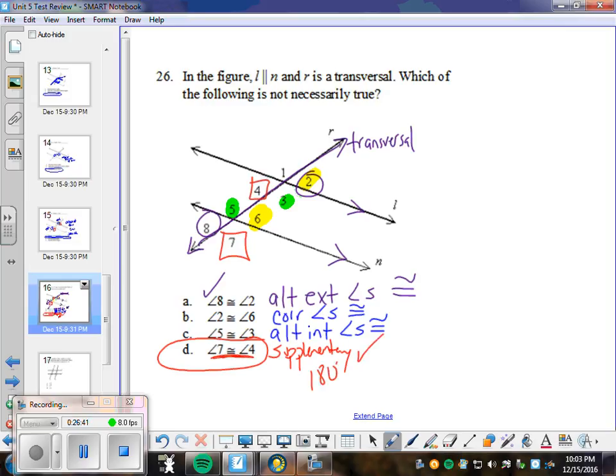Okay, so when you have a question like this, you've got to go through each set, each pair, and see what they are. Alternate exterior are congruent, corresponding are congruent, alternate interior are congruent. The only ones that aren't are the supplementary. So not congruent, but supplementary.